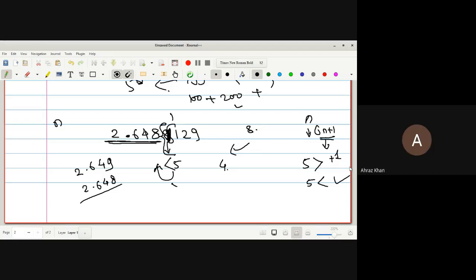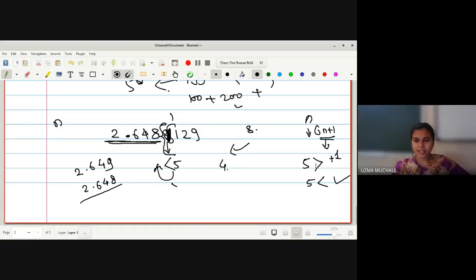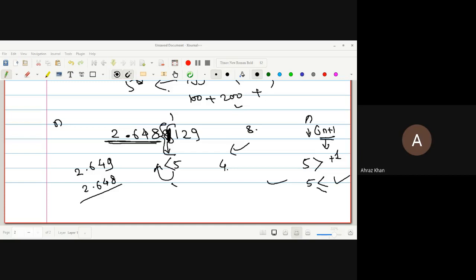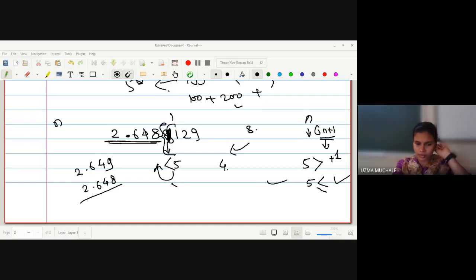Ma'am, what if it is equal to 5? That is the thing. If it is greater than 5, you have to add. If it is less than or equal to 5, you have to keep it as it is. Okay, ma'am.